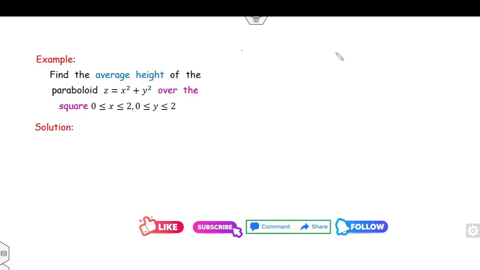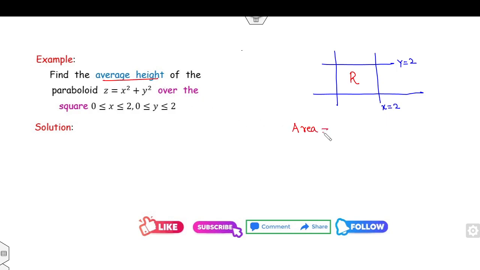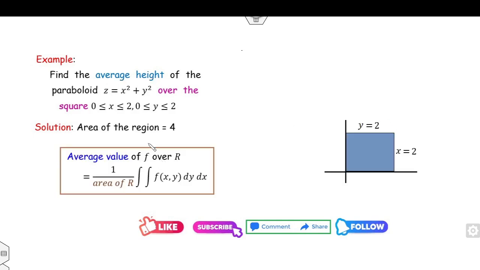Find the average height of this region. Again, your target is to firstly draw this curve. So x is equal to 0, x is equal to 2, y is equal to 0, y is equal to 2. So my region R is this curve. Can you find the area? Because your target is to find the average, you need to find the volume and the area. Can you find this area? O, A, B and C. So clearly this is a square. Fine. So the area will be the length 2, the side squared, so this is 4. So the area is 4.